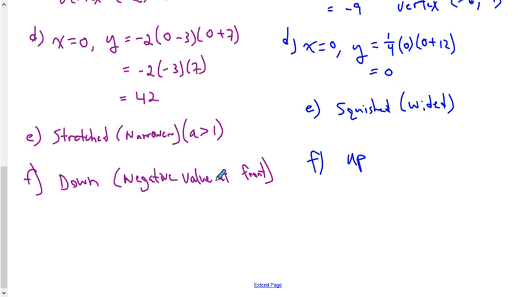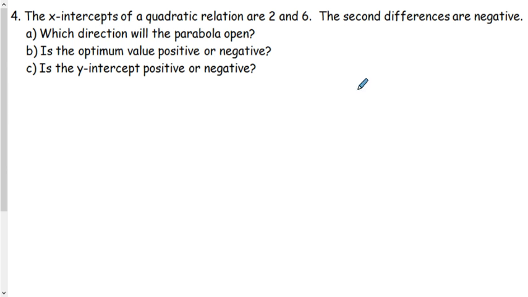Okay, we're knocking these out of the park. Let's keep on rolling. Here we go, number 4. The x-intercepts of a quadratic relation are 2 and 6. Ooh, okay, we know the x-intercepts, the zeros. That means we already know if we needed to, we could get to the vertex if we had an equation. Now in this case we don't have an equation, so this question is going to go a slightly different direction here. So the x-intercepts of a quadratic are 2 and 6. The second differences are negative.